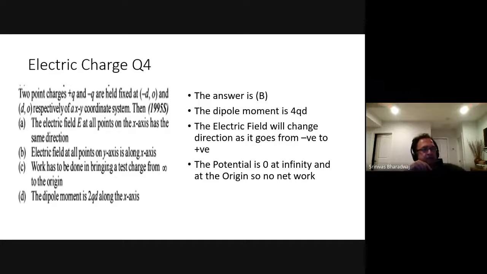But at this point it will be this way, at that point it will be that way. So, strictly speaking, it doesn't have the same direction here and here, right? Because they're both held in the x-axis. So in some of these points it will point that way, some of these points point this way. So they will change direction. From this direction, it will go to 0 at one point and then change direction that way. Electric field at all points on the y-axis is along the x-axis.